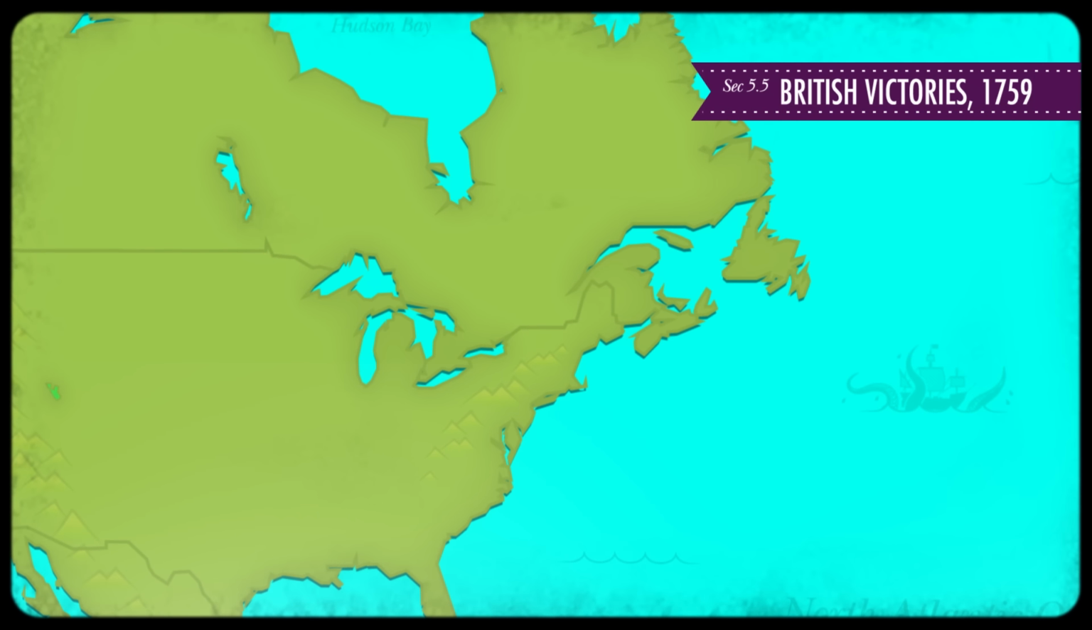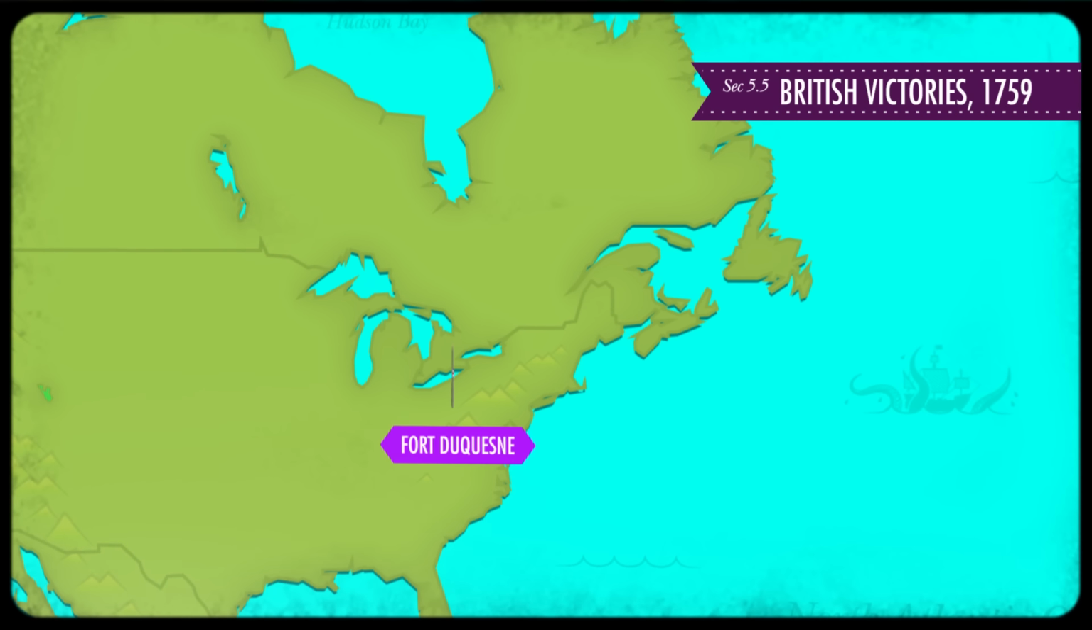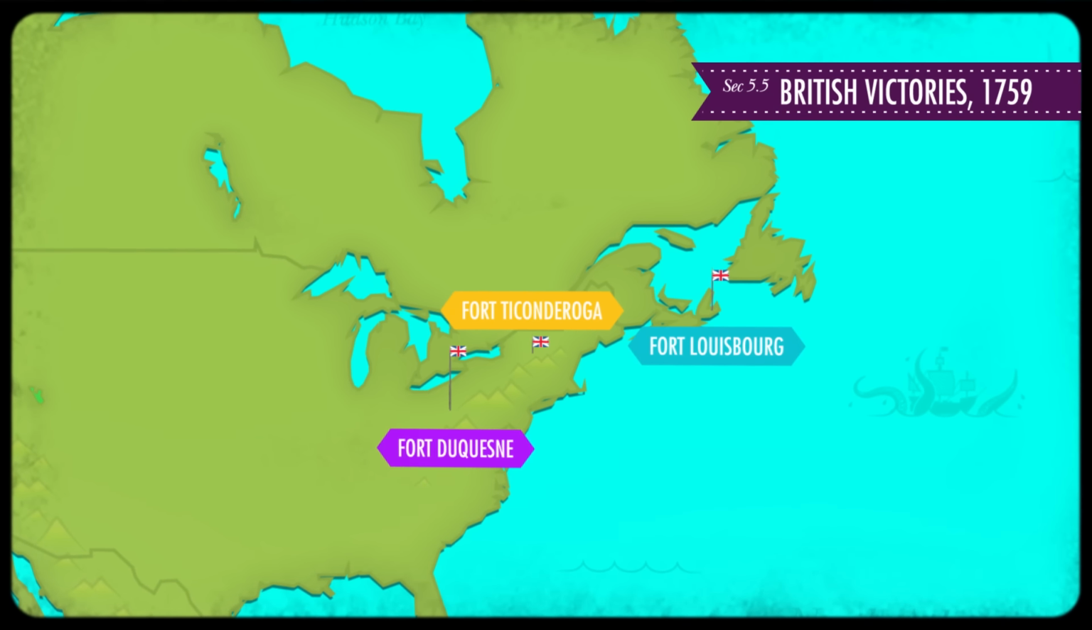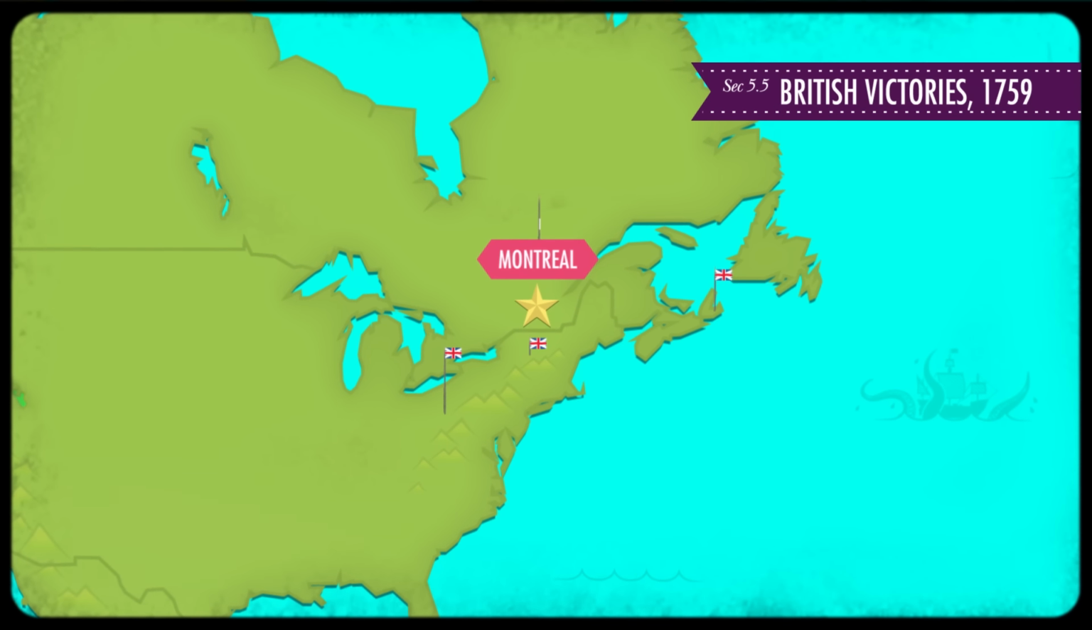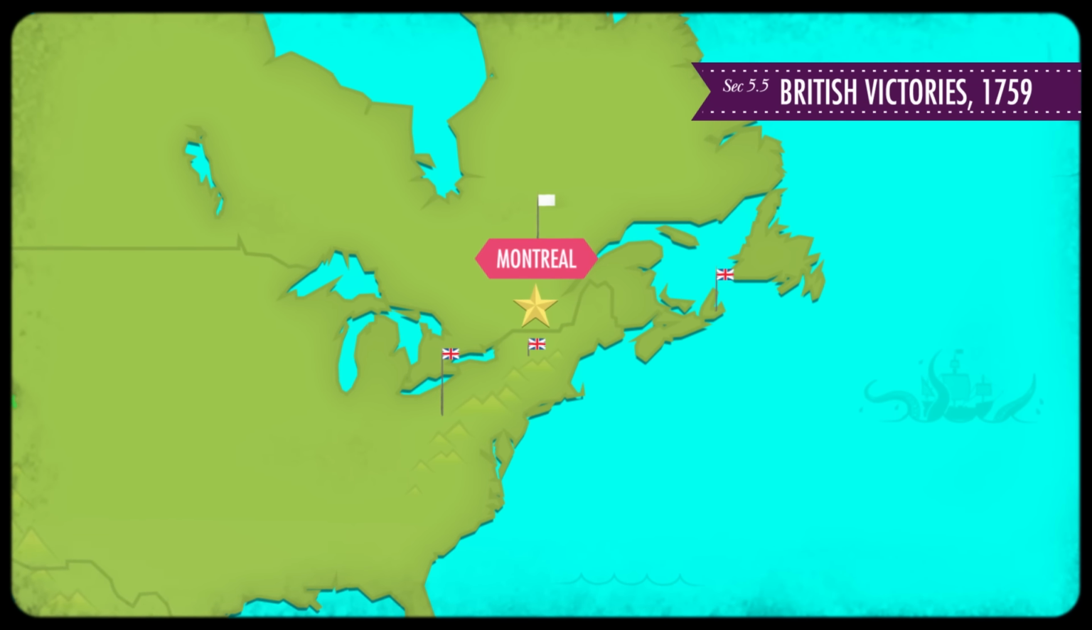But anyway, the tide began to turn for the British in 1759 when they captured French forts Duquesne, finally, Ticonderoga, and Louisburg. The biggest victory of all came in September when the British trounced the French at the Plains of Abraham near Quebec. Montreal surrendered the next year.